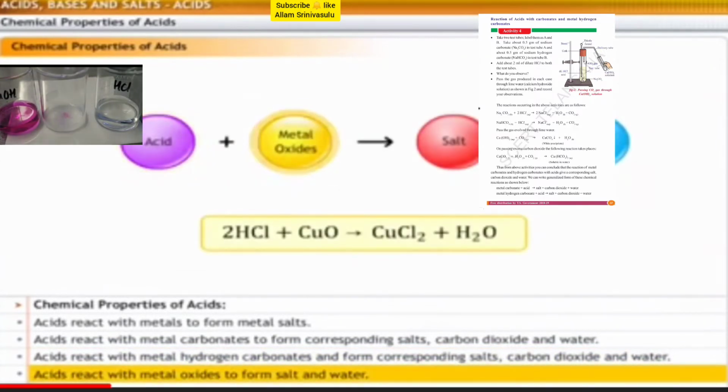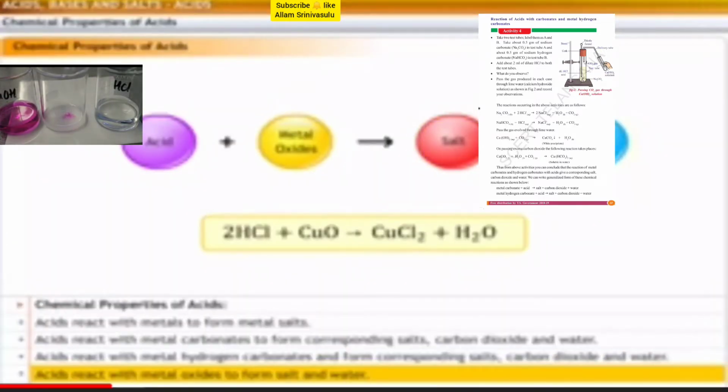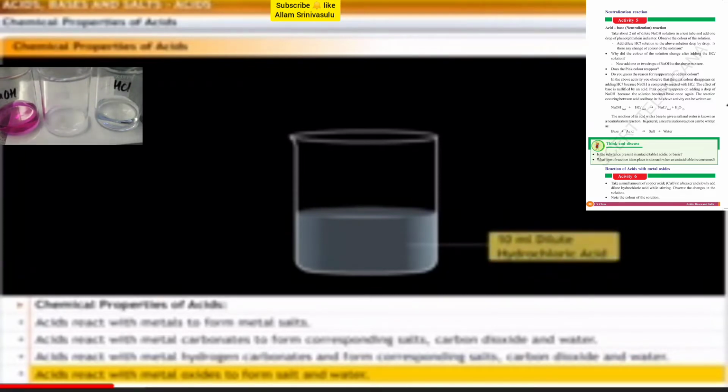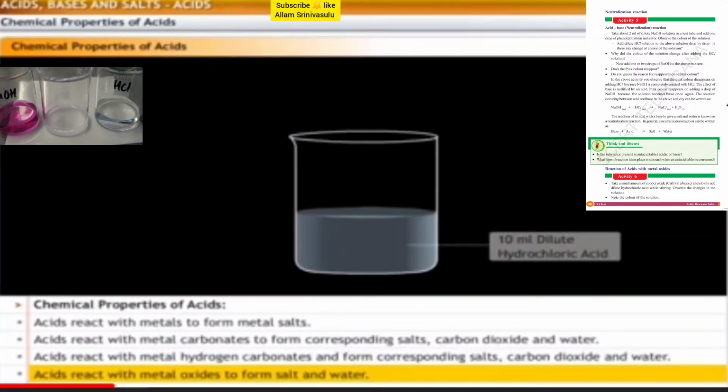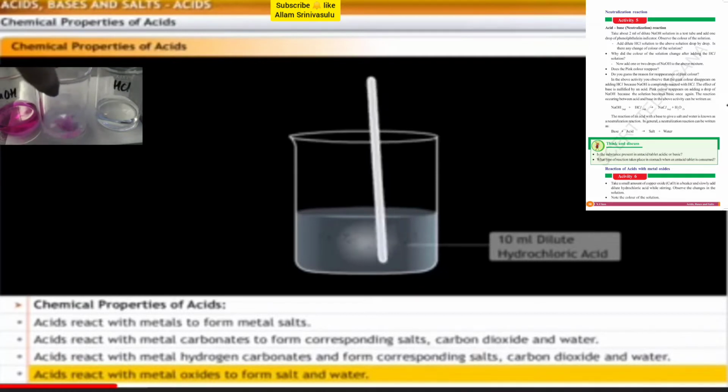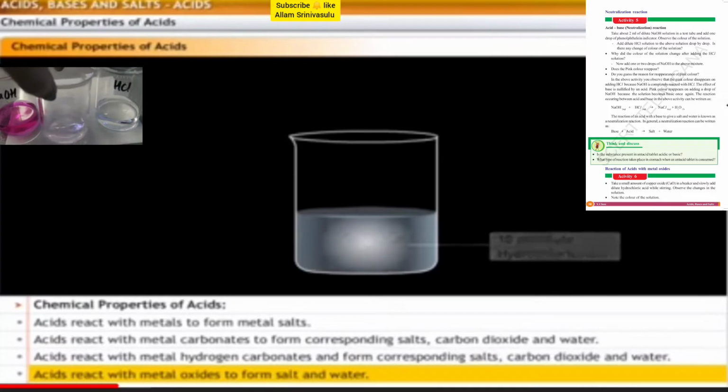Acid reacts with metal oxide to form salt and water. Example: hydrochloric acid reacts with copper oxide to form copper chloride and water, H2O. Take a test tube, pour some amount of sodium hydroxide, add 2-3 drops of hydrochloric acid, and salt and water are formed. So you can say it is neutralization.